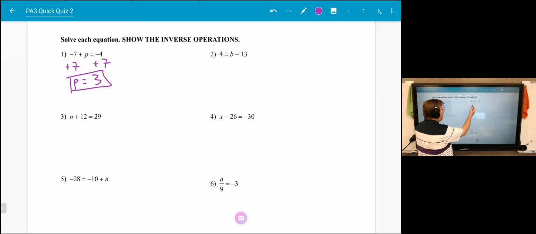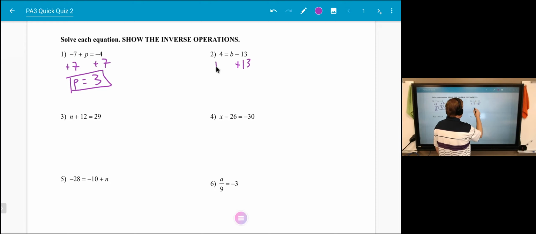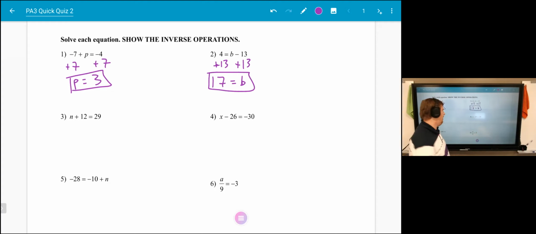Okay. Number 2, 4 equals b minus 13. The opposite of subtraction, the inverse operation of subtraction, is addition. I'm going to do that to both sides again. And I have 17 equals b. I can check my work again. Does 17 minus 13 equal 4? Sure does.